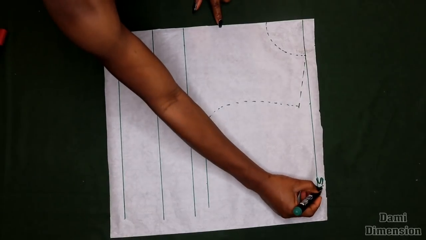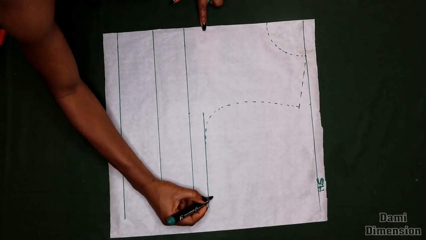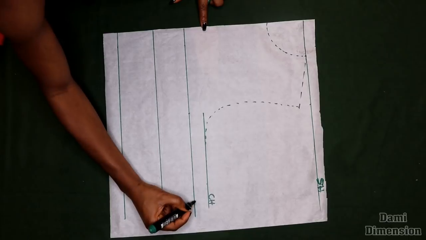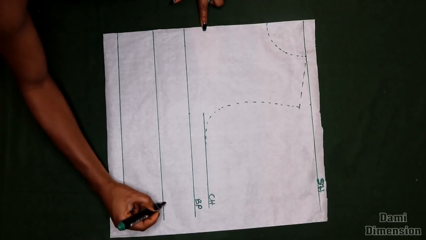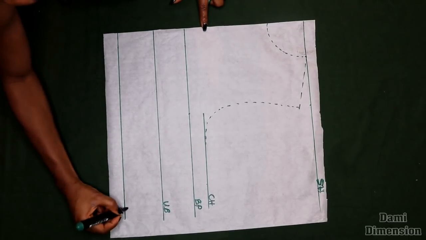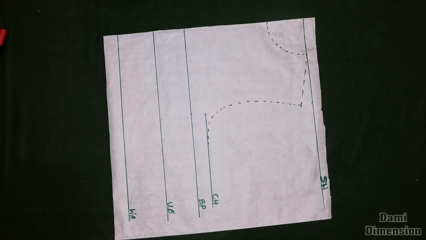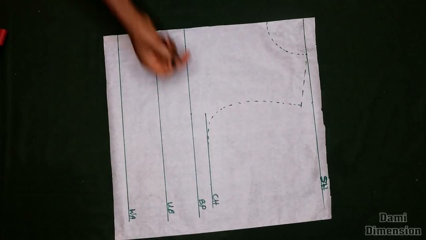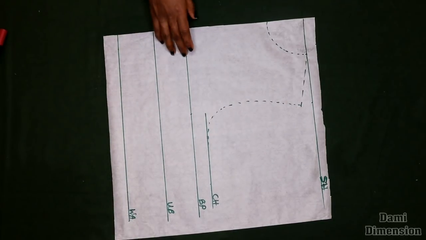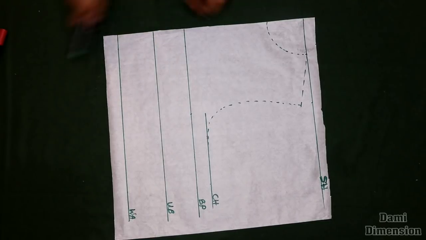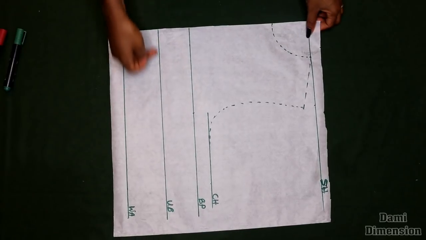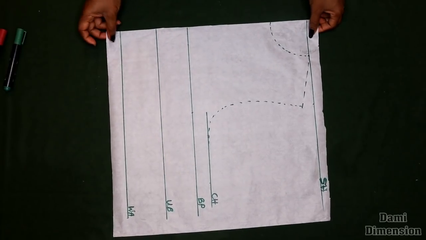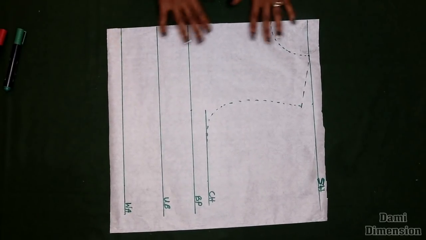Okay, so now this is my shoulder line, my chest line, this is my bust point line, this is the under bust, and this is the waistline. So the under bust is the only new line on this pattern that is different from the basic bodice pattern that I have already.